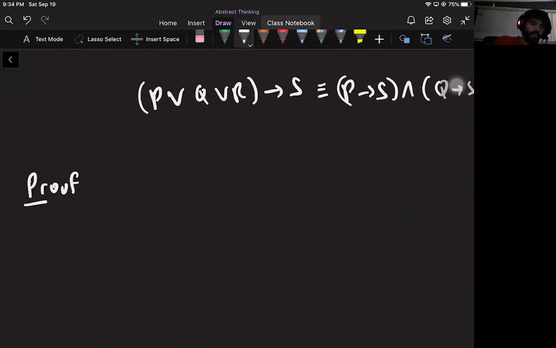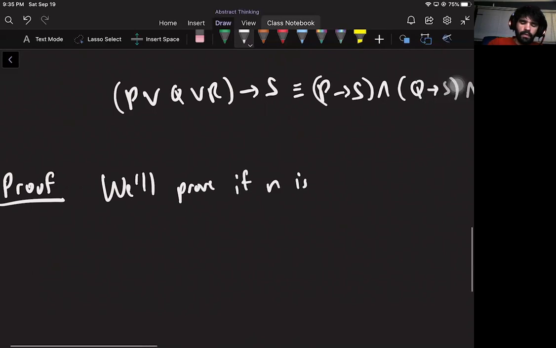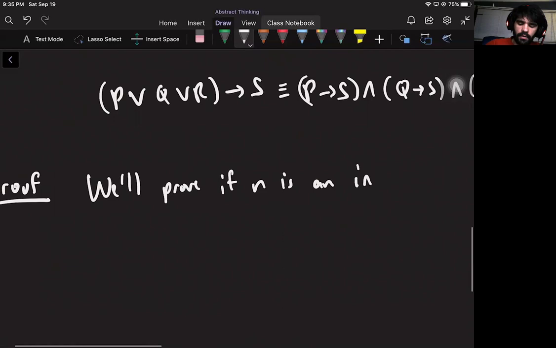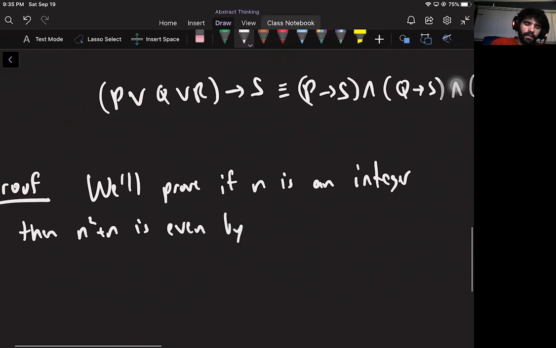So the one I said earlier: if n is an integer, then n squared plus n is even. Okay, so I'll rewrite it here. We'll prove if n is an integer, then n squared plus n is even by cases.